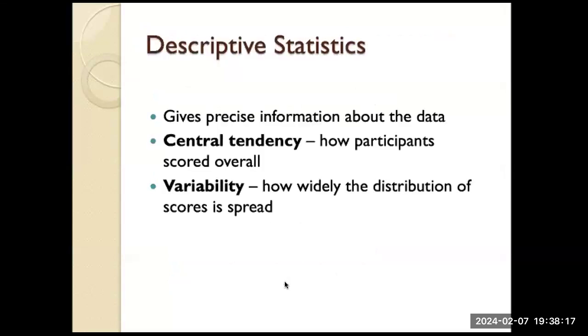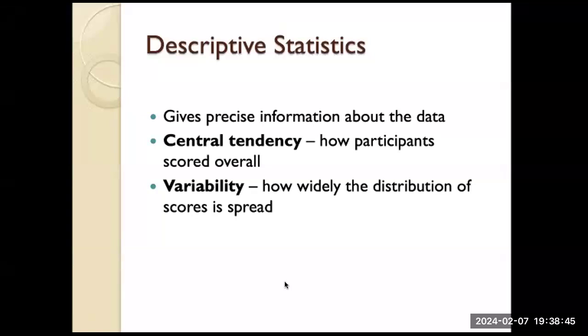So descriptive statistics, we're going to talk about this in chapter 12. We'll talk about central tendency, that's the mean, median, mode. Variability would be standard deviation. So central tendency is a number that really is supposed to capture generally how the participants did overall. Gives you a sense of how they did. An average, the mean, is an example of central tendency.